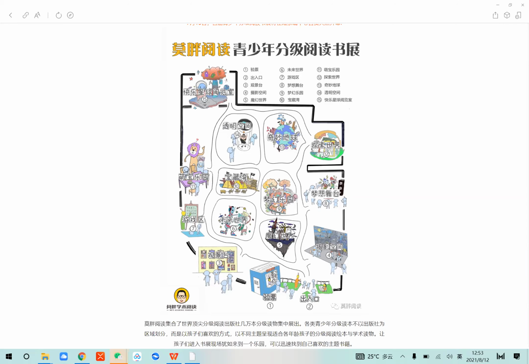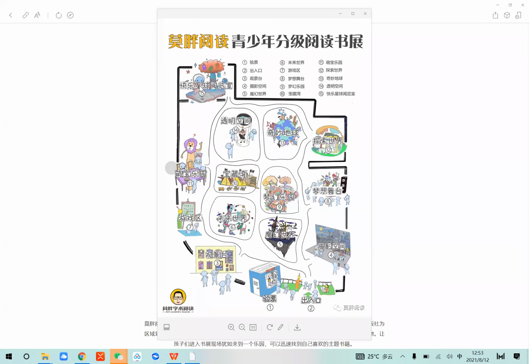We have a Fairyland, Future World, the Treasure Bay, the Dreamland, Fantastic Planet. This transparent space is for recording videos, and also we have Happy Planet Reading Room, Discovery World, Dream Stage, etc.